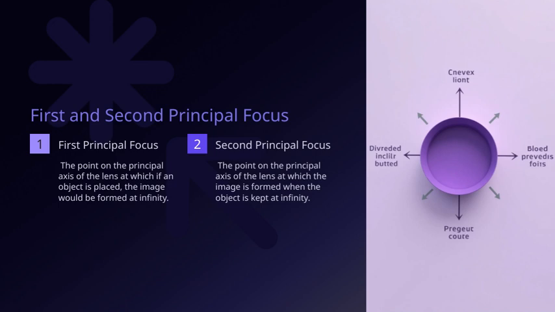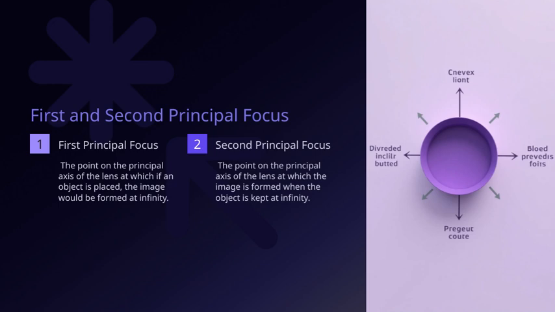Now, the first principal focus is a bit different. It is the point on the principal axis where, if you place an object, the image would be formed at infinity. This means that the rays from this object are directed parallel after passing through the lens, and they appear to originate from this focus.